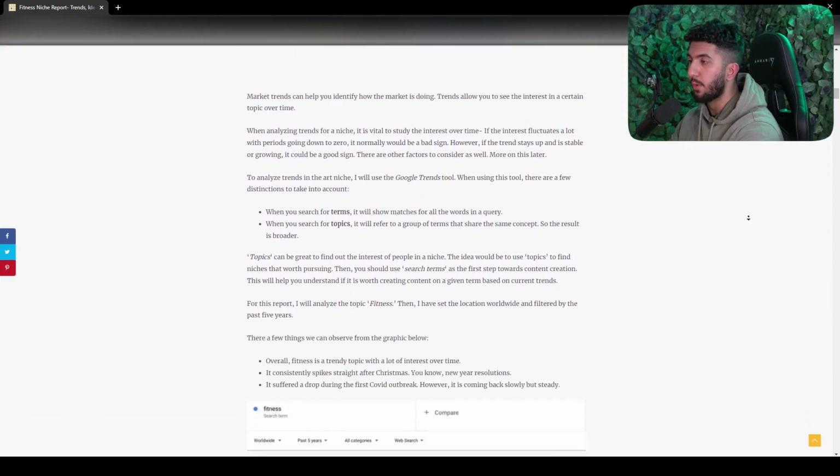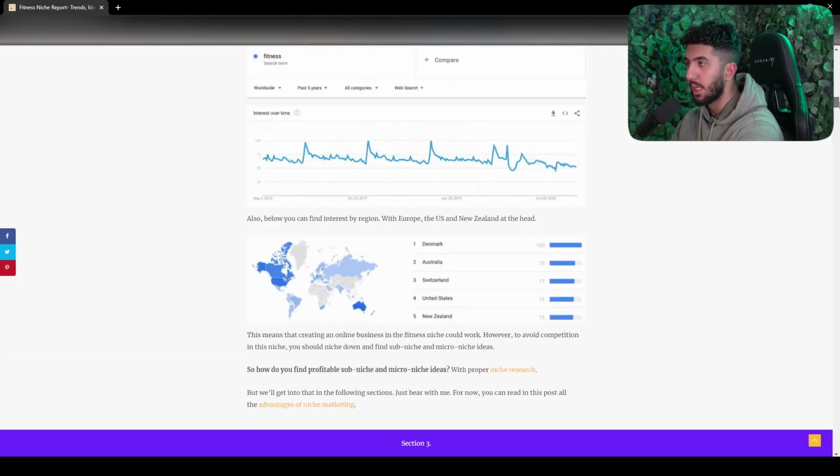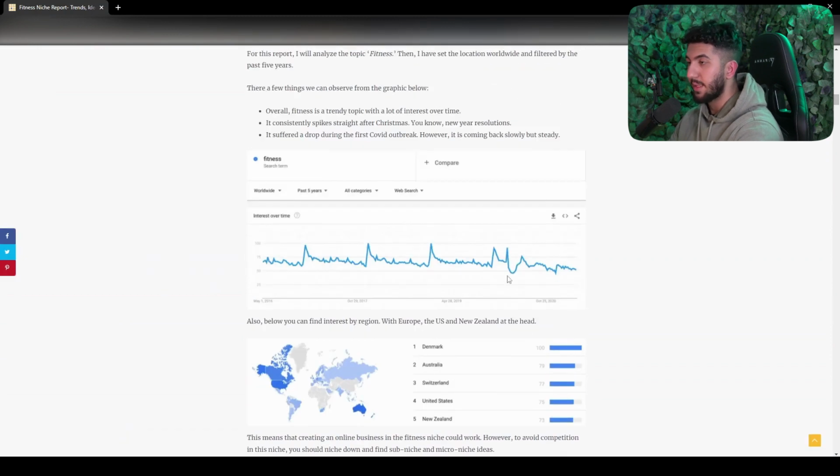So basically this is all the information about e-commerce. This is where I want to be focusing at the moment. So guys, you can see in here that from the past 5 years this has always been consistent, but we have a little bit of a dip at the beginning when COVID hit, but after that it's just starting to pick back up. So you can see here it consistently spikes straight after Christmas, you know, New Year resolutions. After this month, people start to think about the gym again, go to the gym, join the gym in order to have a better body.